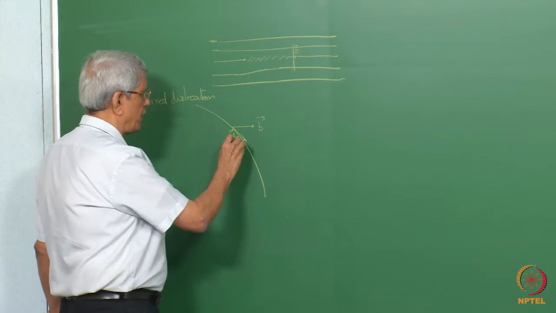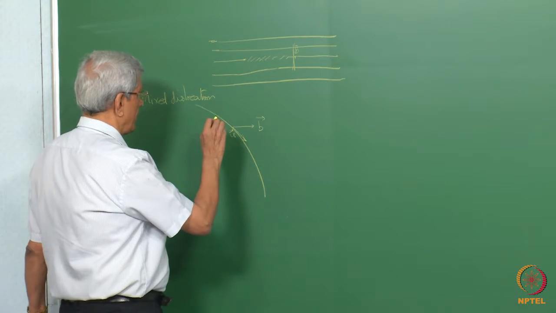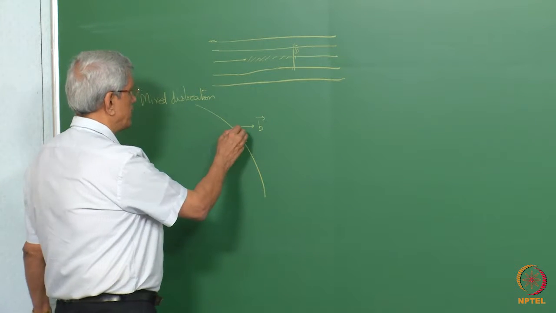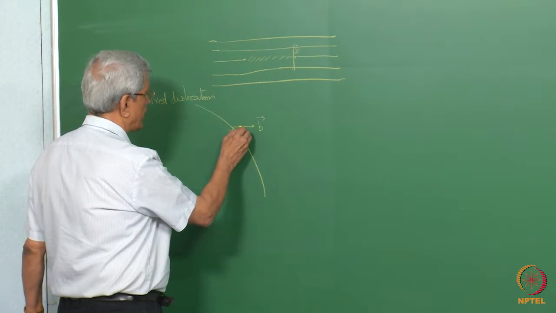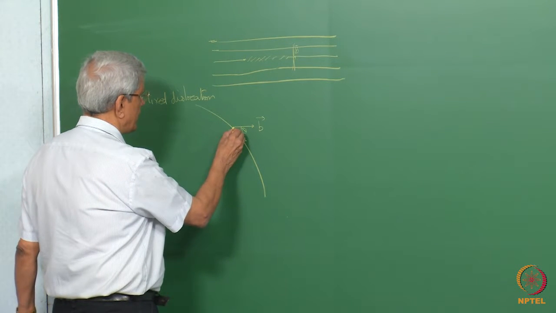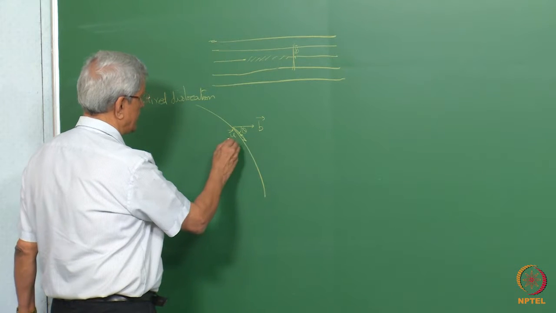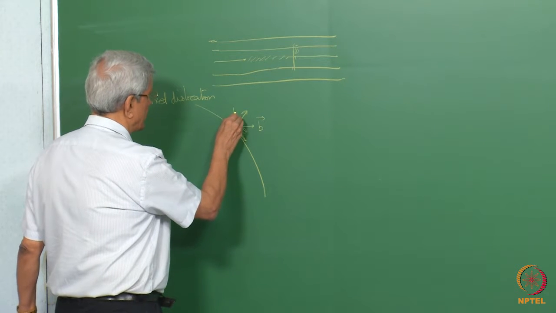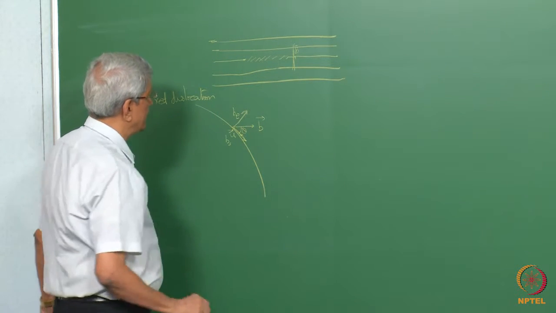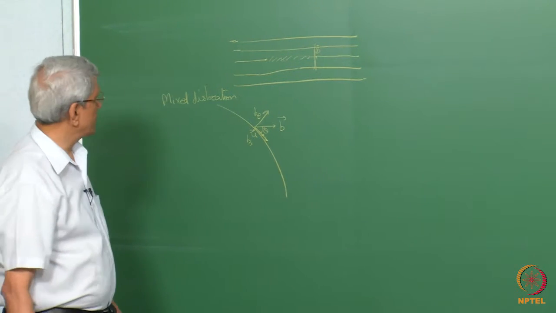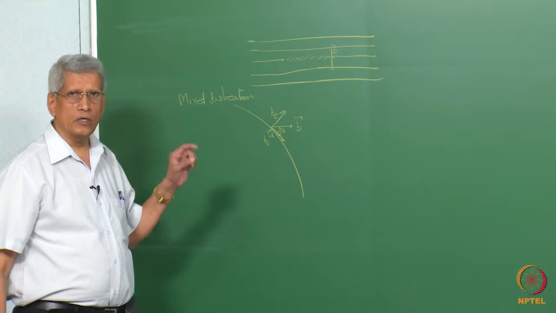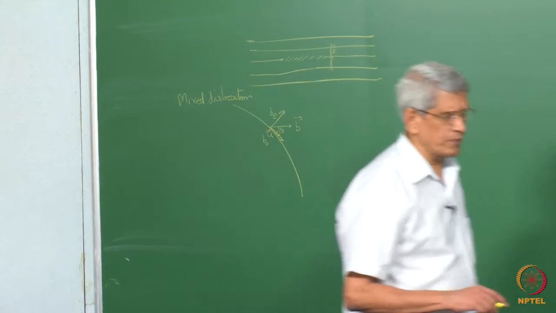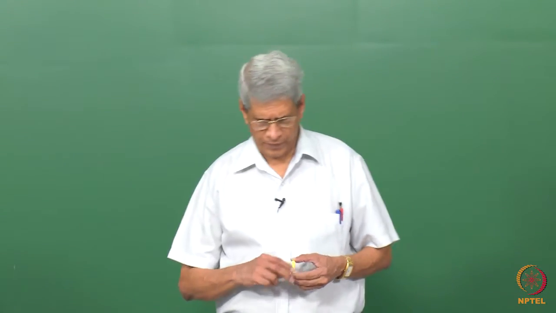Mixed dislocation can be thought of as a combination of a small screw and an edge segment together. That is, if the angle between them is theta, I can find a component of this dislocation in this direction, which I will denote as Bs, and the component which is perpendicular to this, which I will denote as Be. So, Be is nothing but the edge component of the dislocation, and Bs is nothing but the screw component of this dislocation. That way also we can define a mixed dislocation.